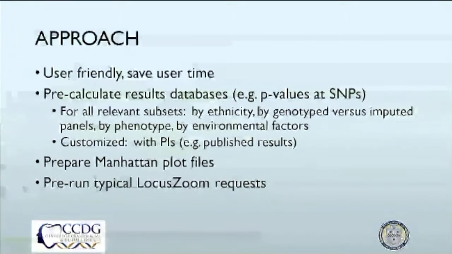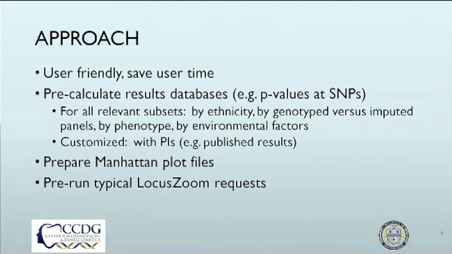So we decided the best thing to do was to pre-calculate the results databases. For example, p-values at SNPs for a particular analysis. We would pre-calculate all of these for any relevant subsets of our data, and this will be clearer when I show you some of the actual pages. For many of the projects, there's groups by ethnicity, by the types of SNPs run, by phenotype, by environmental factors. And then we also customized what we were going to display working with our collaborators. So for example, some of this is very new, so the investigative groups just wanted the published results displayed at this time.